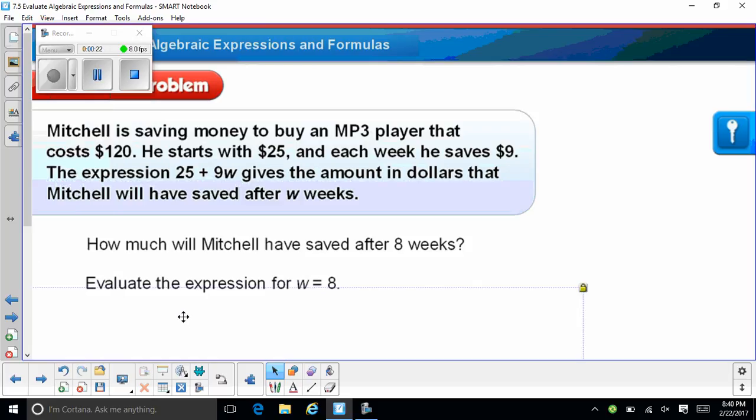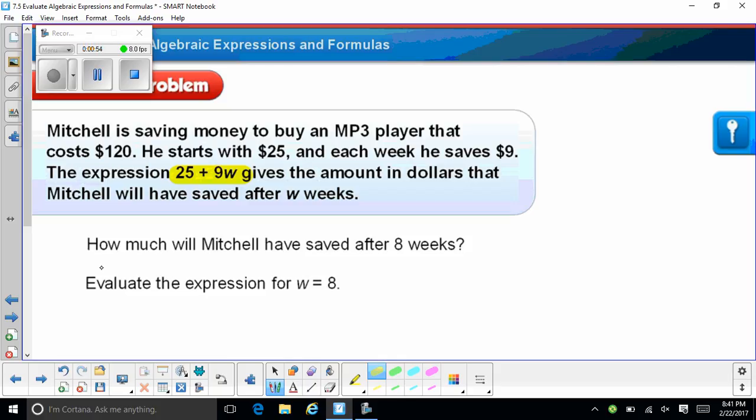In the example problem I have today, we have the following. Mitchell is saving money to buy an MP3 player that costs $120. He starts with $25, and each week he saves $9. The expression 25 plus 9W gives the amount in dollars that Mitchell will have saved after W weeks. So in this case, I can see that they've already written the algebraic expression, which is here, 25 plus 9W.